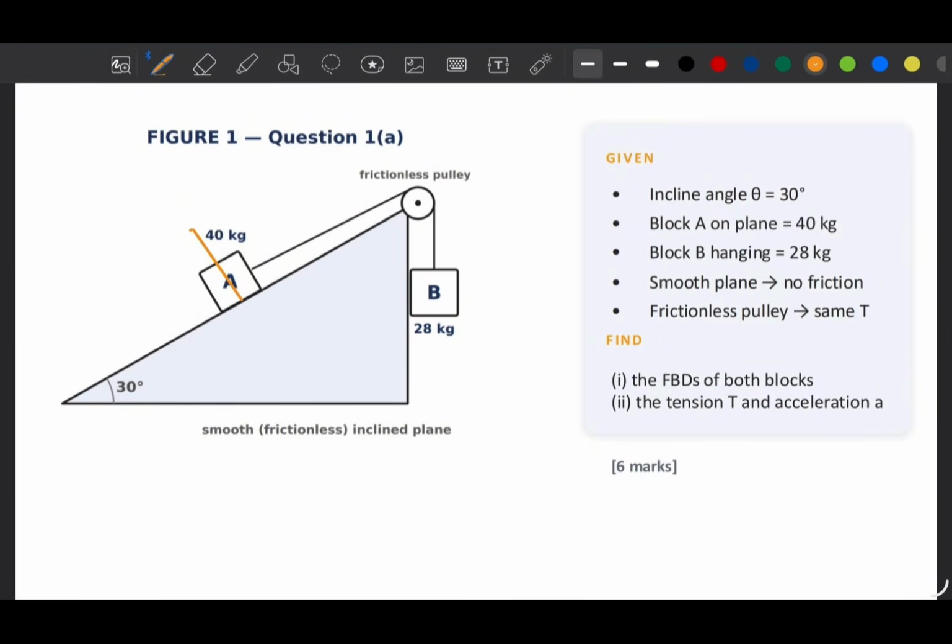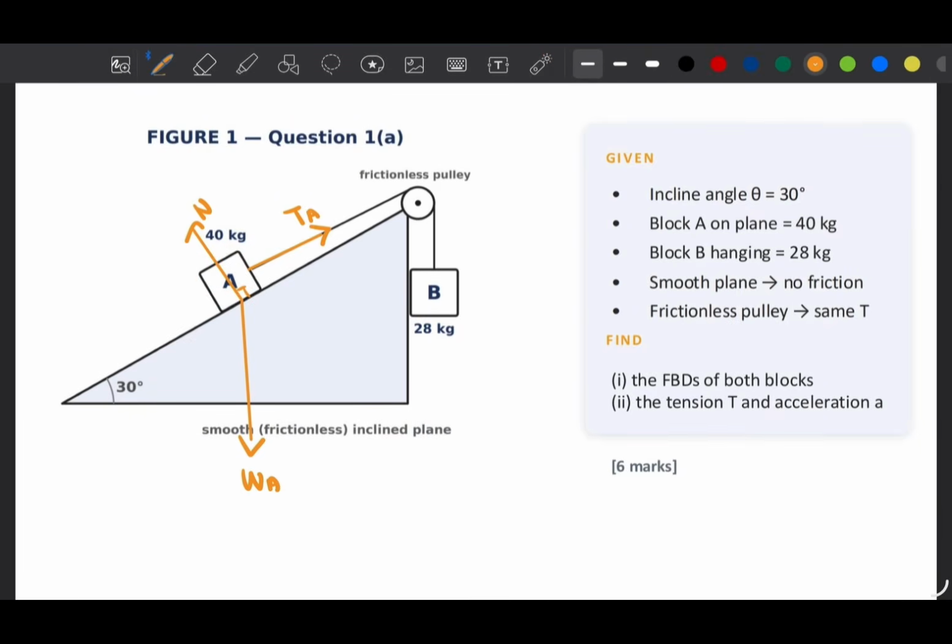Normal should always be perpendicular to the surface. Then I'm going to have the tension, because the body is attached to the string touching the body. Tension should always be away from the body along the string, and I'm going to label this as TA. Also, every body that has mass on the earth must experience weight. Weight should always point straight down to the center of the earth. So this is my W, labeling it as WA, just to distinguish between the two bodies here.